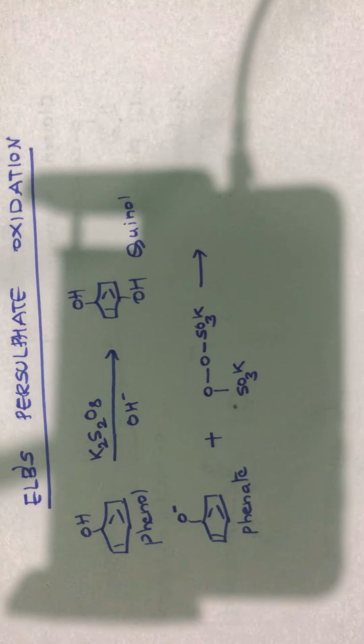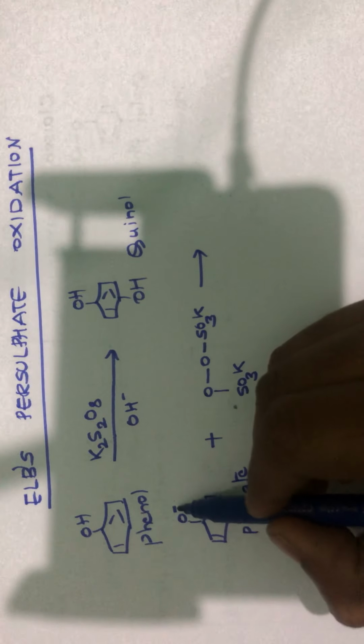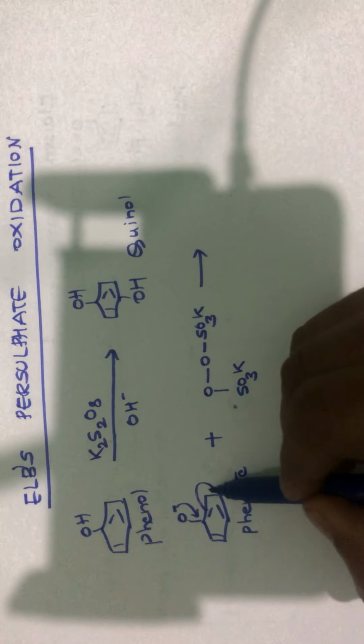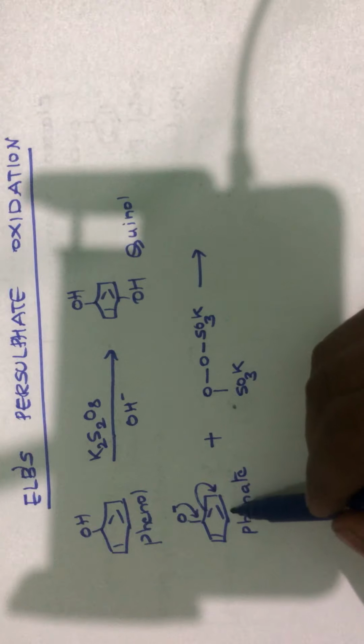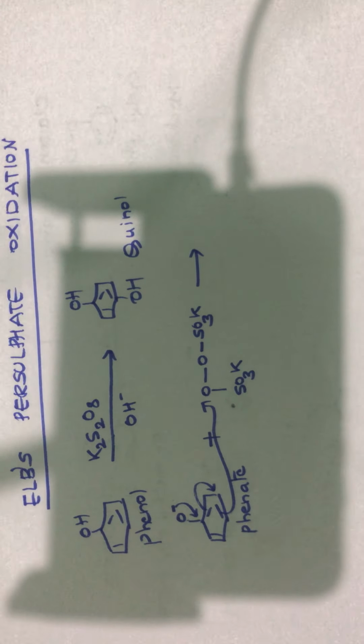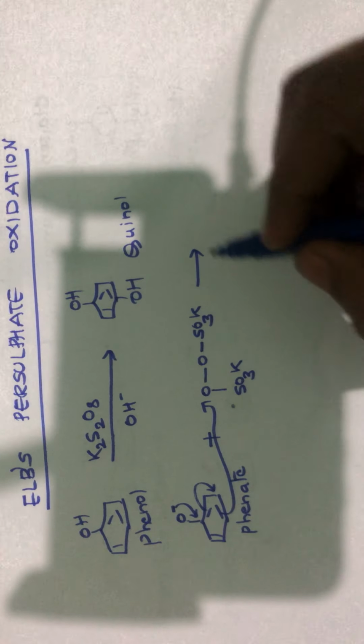Potassium persulfate. And what happens here? A phenate ion. This moves here. This electron moves here. This electron attacks the oxygen. So the attack takes place at which position? Para position. Okay, so you get this compound.